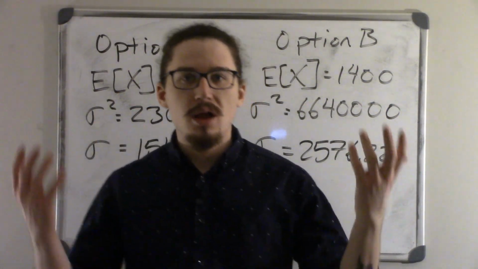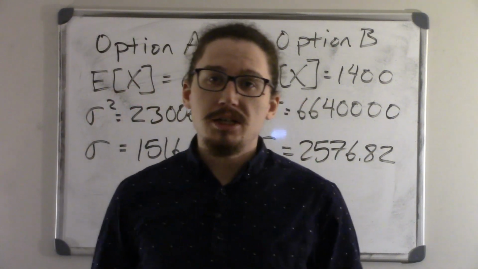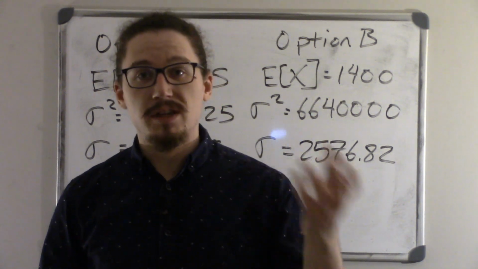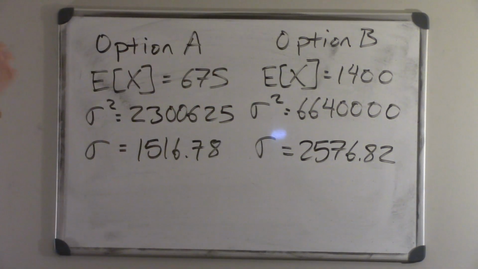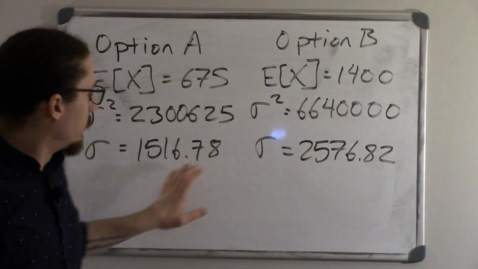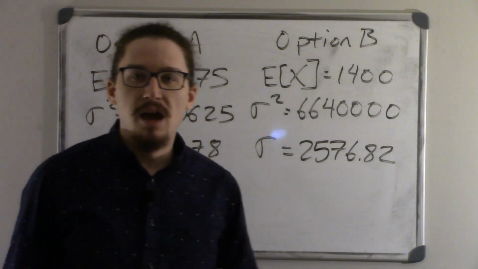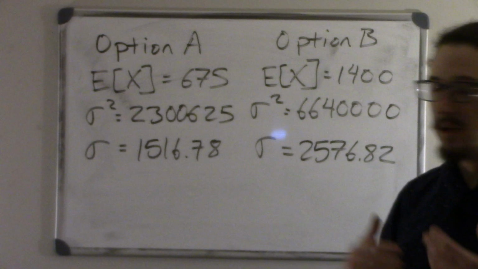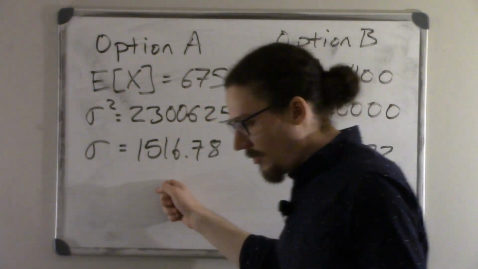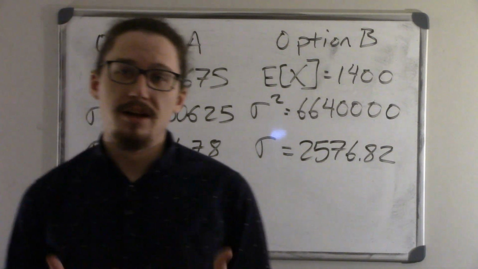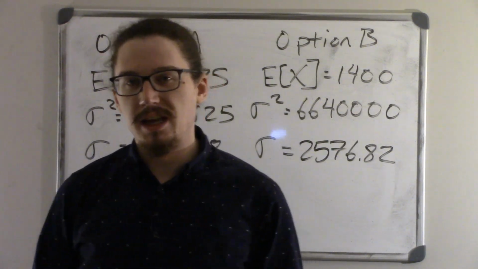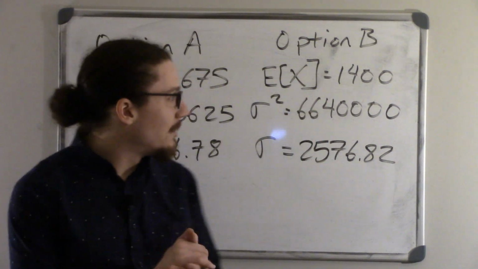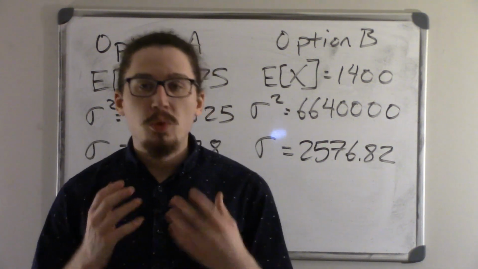If I ever gave you a problem where I gave you two probability distributions, and then I asked you to compare them on the basis of expected value and variance, or standard deviation is probably what I would say, I would want you to find those four pieces of information, and then I would want you to compare and contrast. Say option A has a lower expected profit, but it has a lower standard deviation as well, which is going to indicate that it's a little bit more consistent. And then a similar thing for option B.